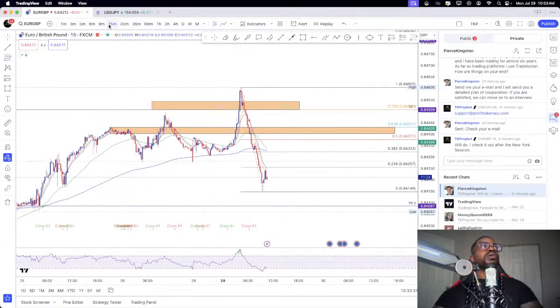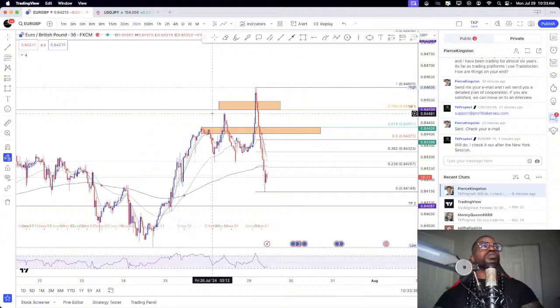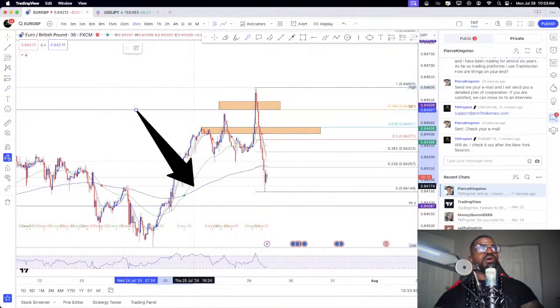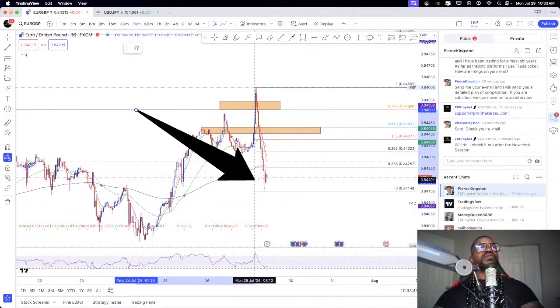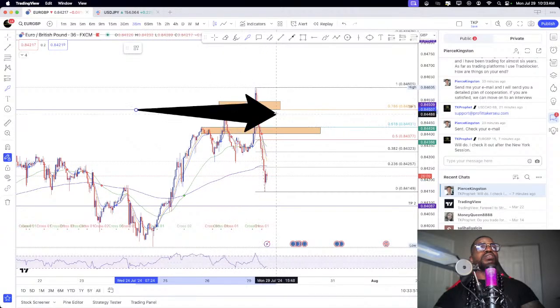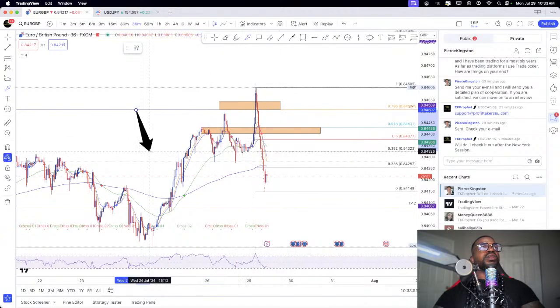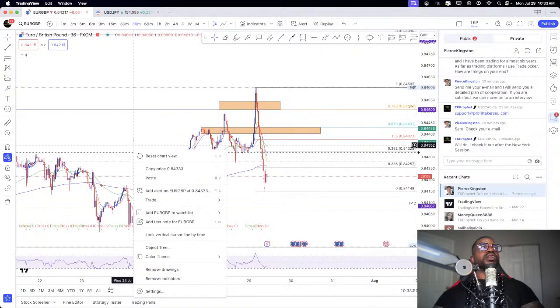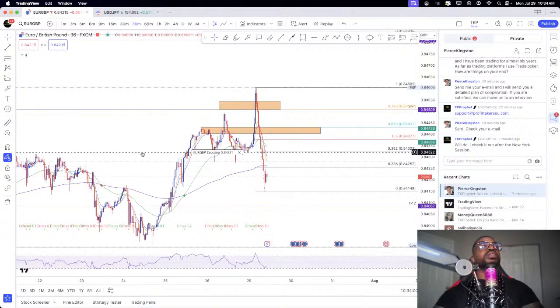So, one of our alerts on Euro Pound triggered. Right now, price is retesting this structural level of support right here. I want to see if we get a bounce to retest this area of resistance. If so, we will look for a trade setup. So this is something that we can just set an alert on and keep it moving.